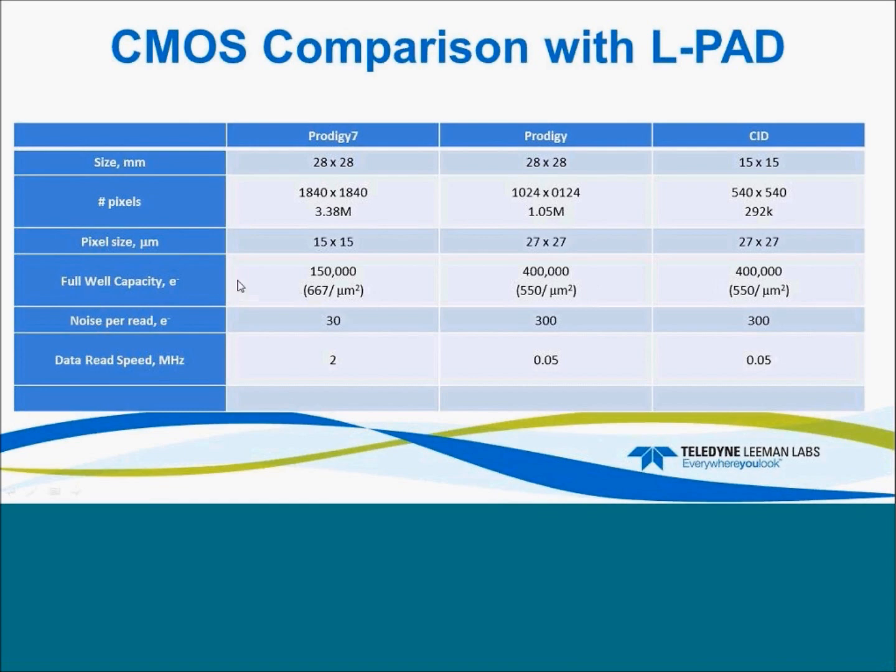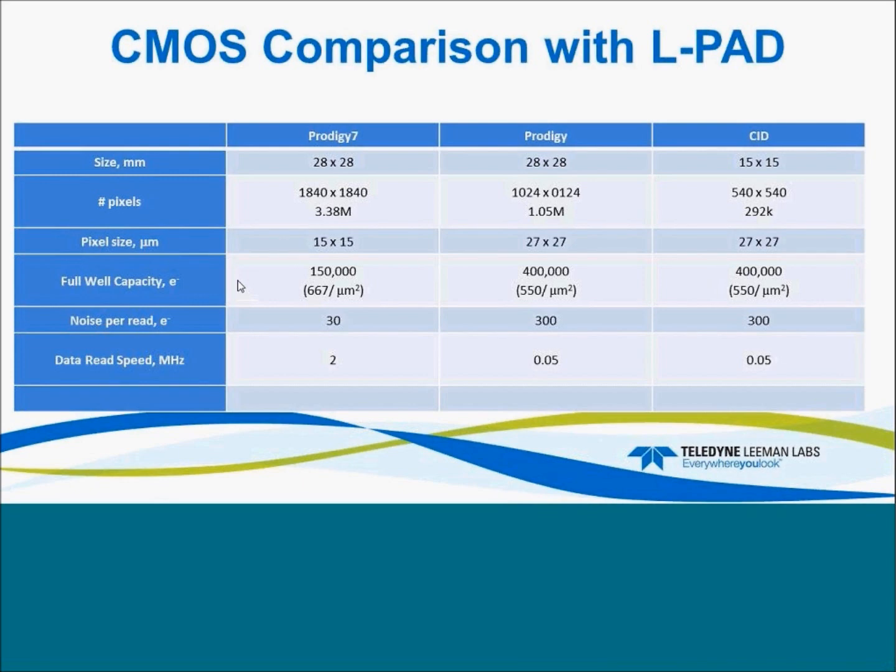Full well capacity is how much charge can be held. The Prodigy with 27 micron pixel size can hold up to 400,000. Prodigy 7, it's a smaller pixel size, so it holds an absolute number that's less, but the area is the same, so the electrons per unit area in the device is actually higher. So it has actually a higher full well read capacity. So it gives us a little bit better dynamic range.